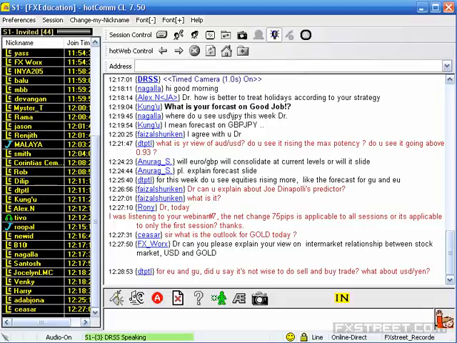I was listening to the webinar, and the net change of 75 pips, is it applicable to all sessions, or only to the first? See, a net change of 75 pips is shown. Beyond that, it is not dropping further down. So there is a great potential for reversal. And if they go beyond 75 pips, then probably they could make the intentional move of a further drop.